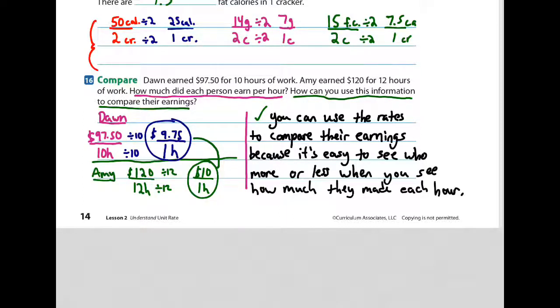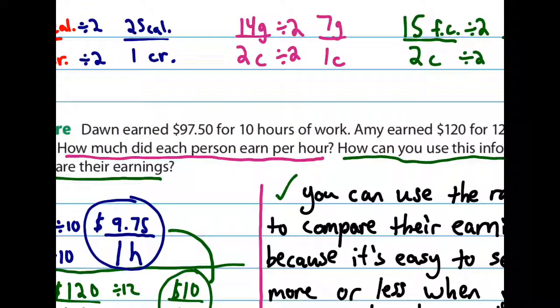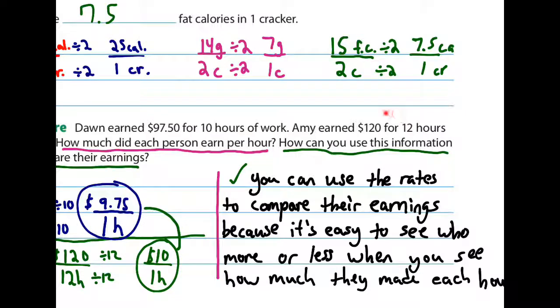Remember, you don't have to copy my exact words. And you might have a different answer, that's okay. So here's all I'm saying. When you look at these amounts, $97.50 for 10 hours and $120 for 12 hours, it's hard to compare who made more and who made less because this is for 10 hours. But Amy worked for 12 hours, so of course she's going to make more.